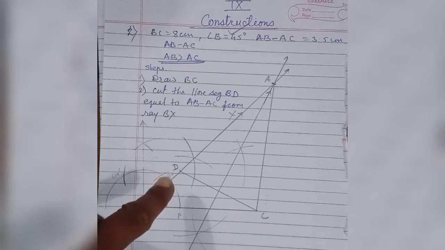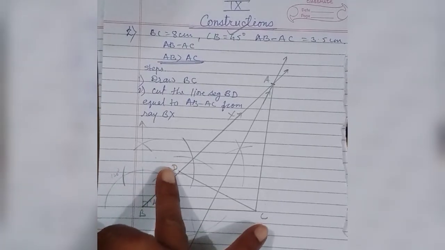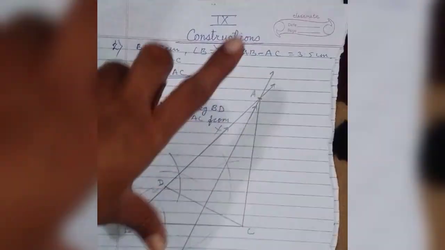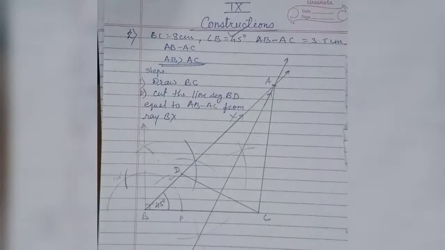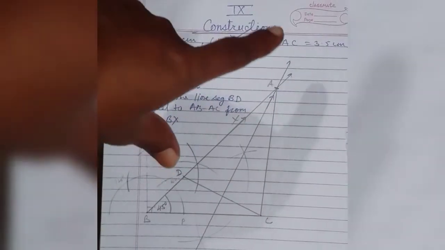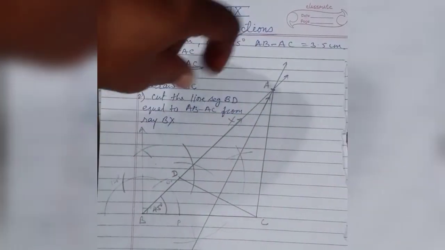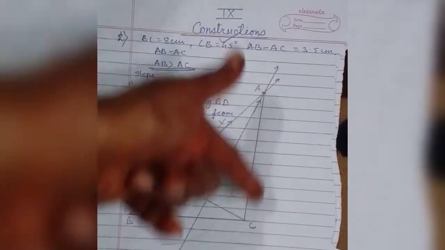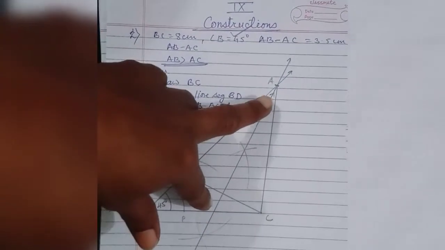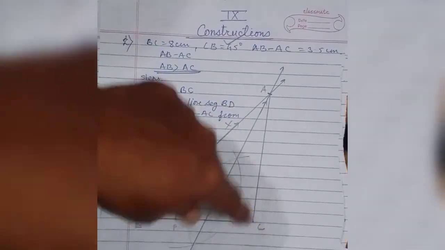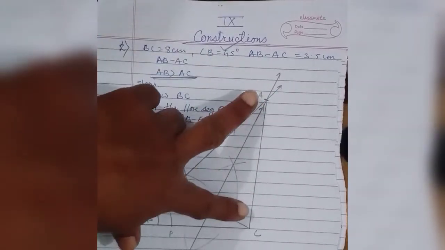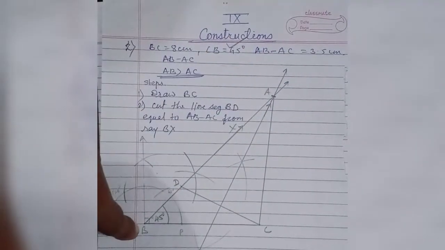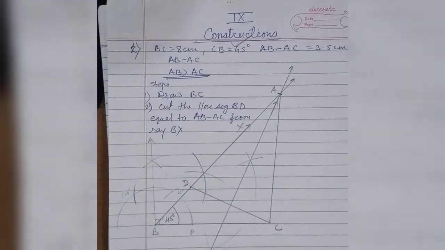Next step is join DC. Then bisect DC. Let the perpendicular bisector of DC intersect BX at point A. Join this A and C. You will get the required triangle ABC.